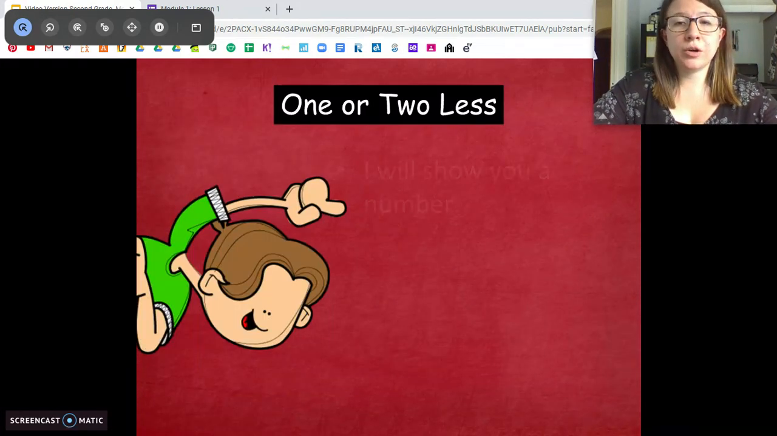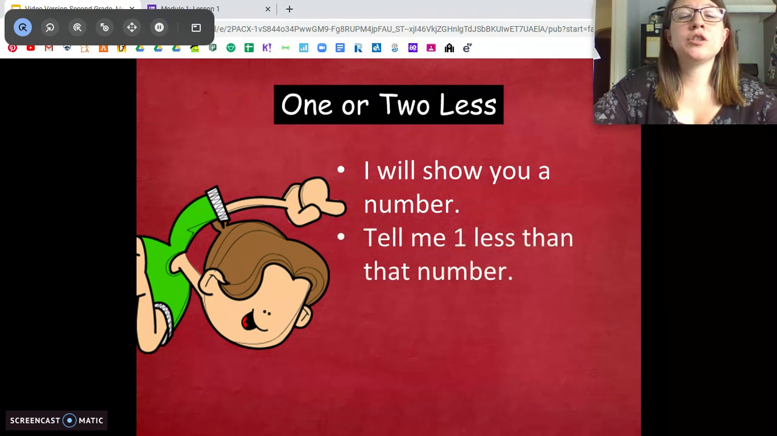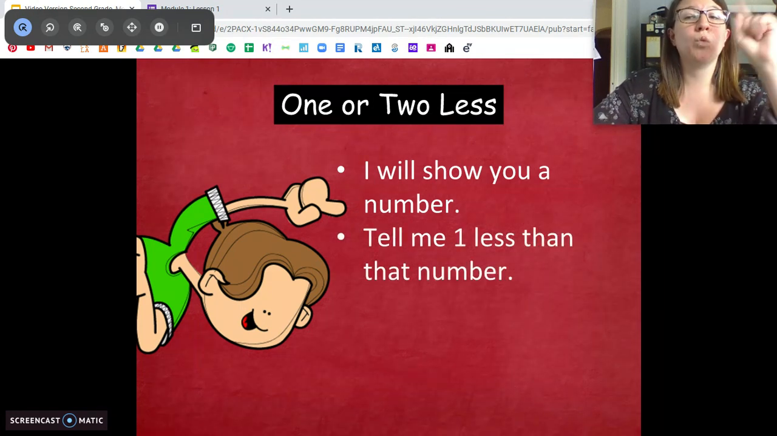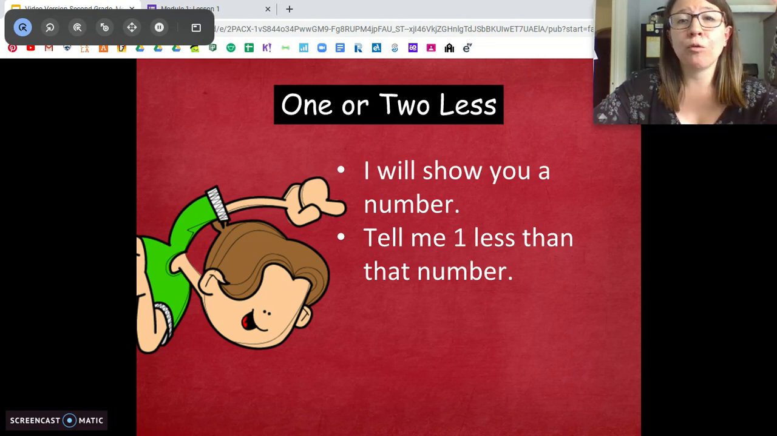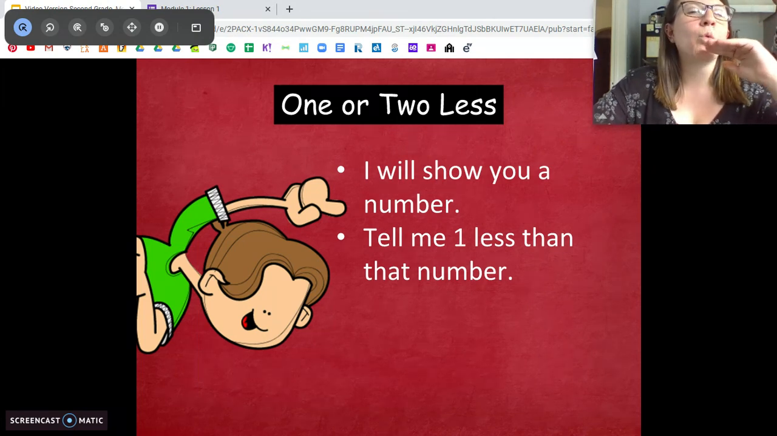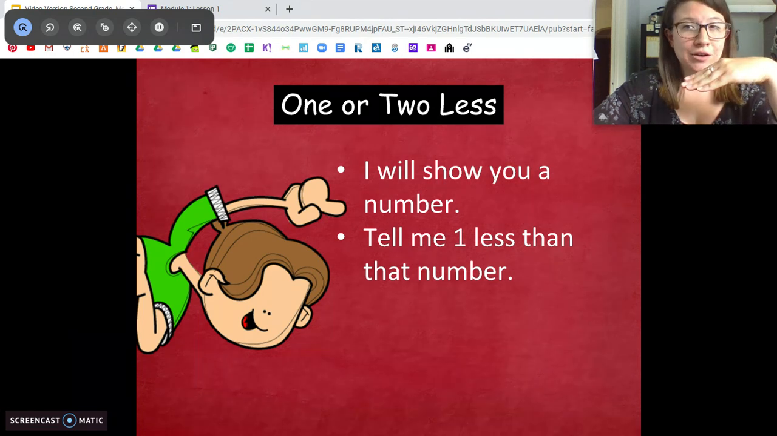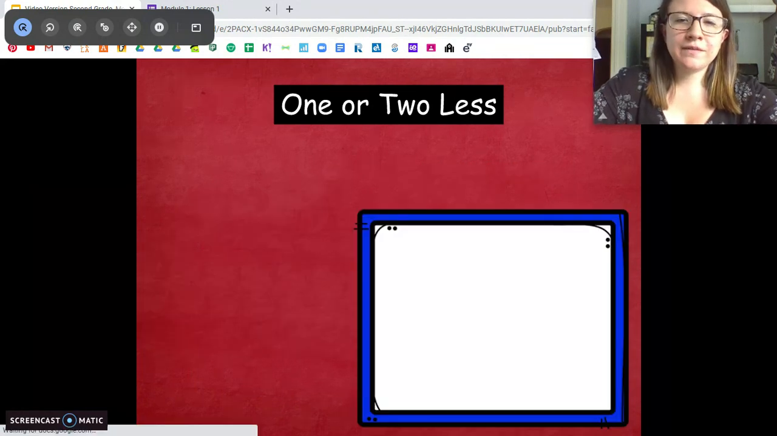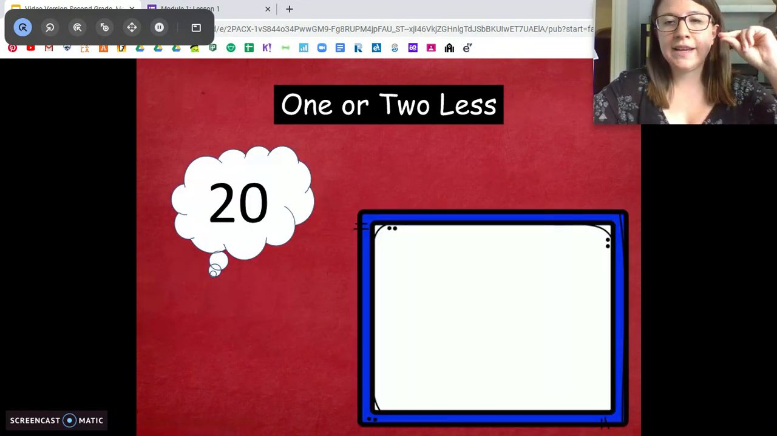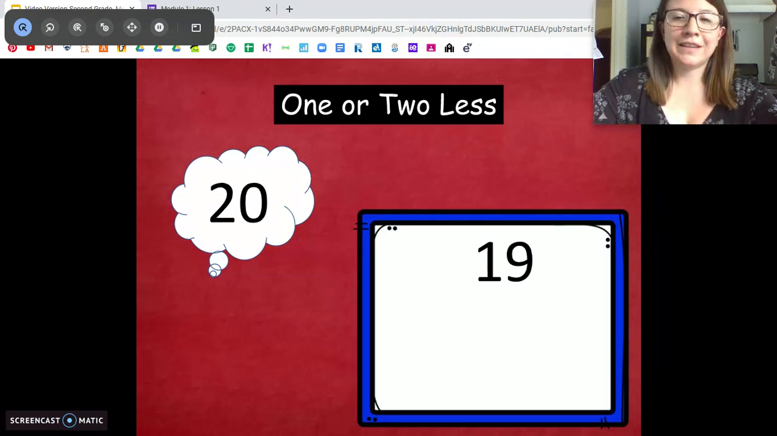So the first thing we're going to do is I'm going to show you a number, and I want you to tell me the number that is one less than that number. I'm going to snap my fingers, and you're just going to tell me right off the top of your head. Now, what you're going to start noticing is a pattern between all of these numbers that are one less. Okay? Let's get started. So first one, 20. One less is 19. Very good.